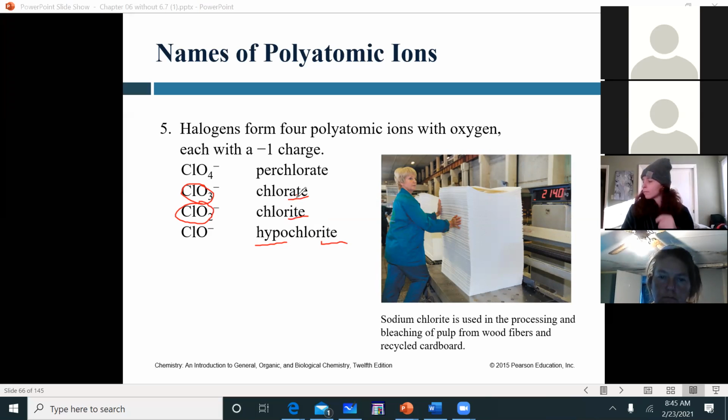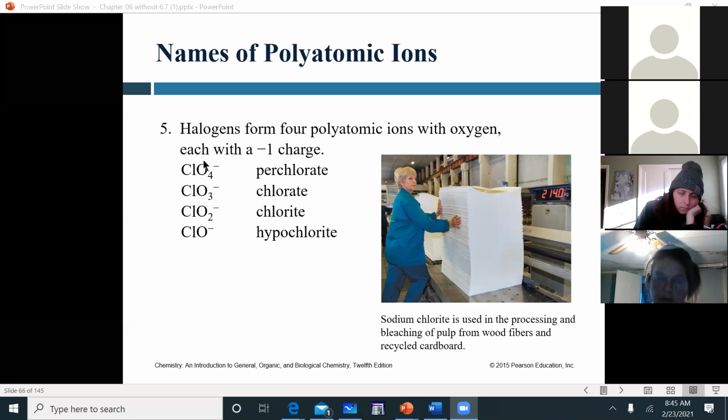What if I'm at chlorate and I add an oxygen? So I'm at ClO3 minus and I wanted to have four oxygens. We would call that perchlorate. We'd keep the ATE ending and we'd put a per in front of it. So that's one way that we sequence out for oxyanions, or for polyatomic ions with oxygen. They all have a minus one charge. It's just the oxygen number that's shifting.